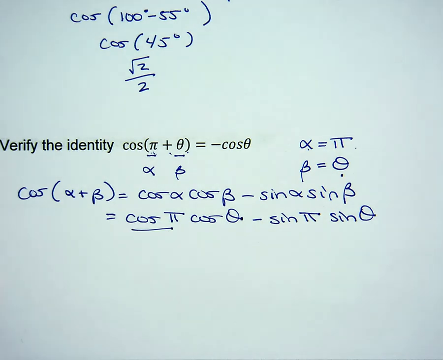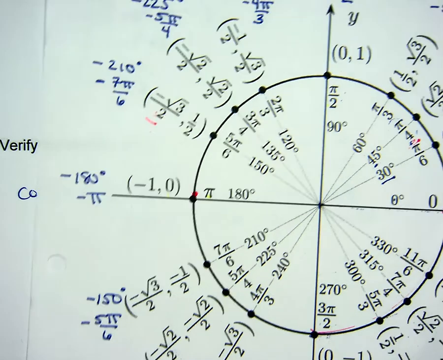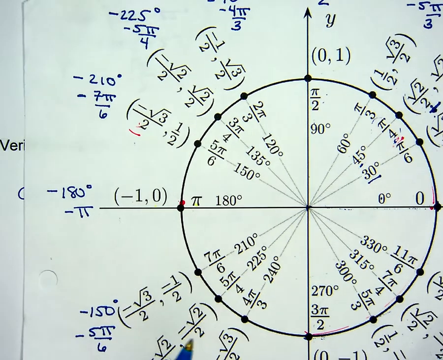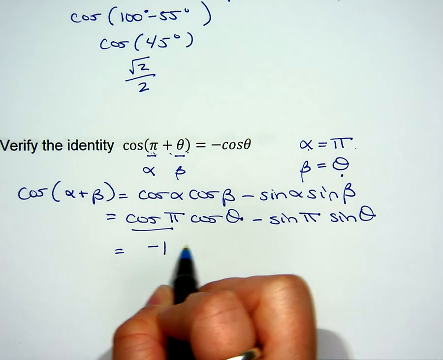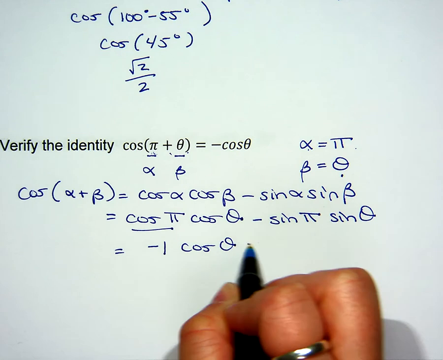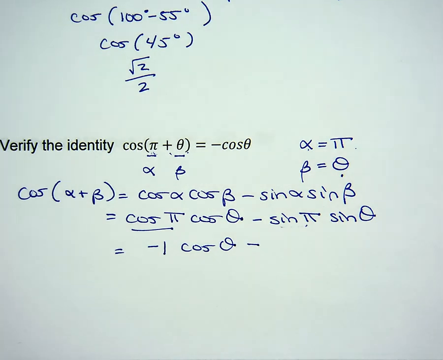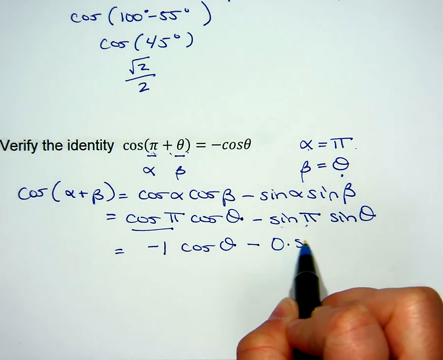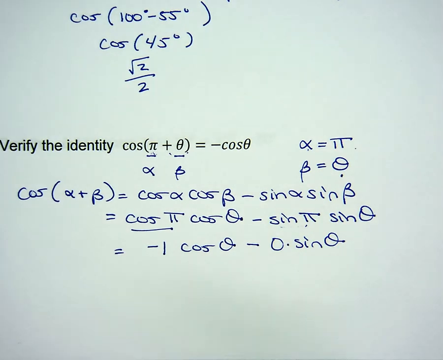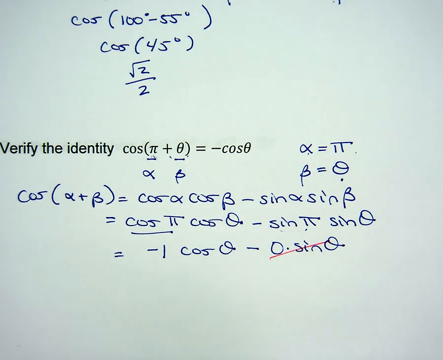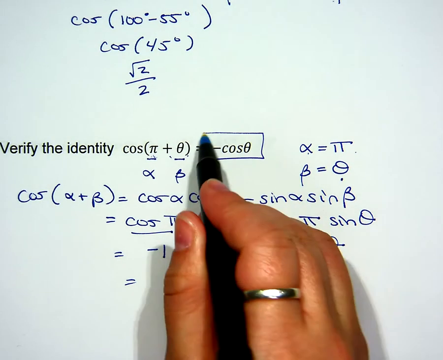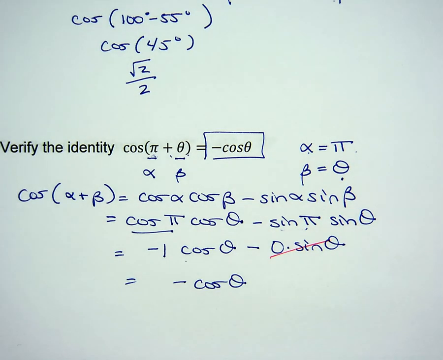Cosine of pi means what's the x at pi? Here's pi. The x is negative 1. So I have negative 1 cosine theta minus sine of pi, which means what's the y at pi? Here's pi. The y is 0. So I have 0 times sine theta. Well, 0 times anything goes away. So I have negative 1 cosine theta, or just negative cosine theta, which is exactly what we were supposed to get.